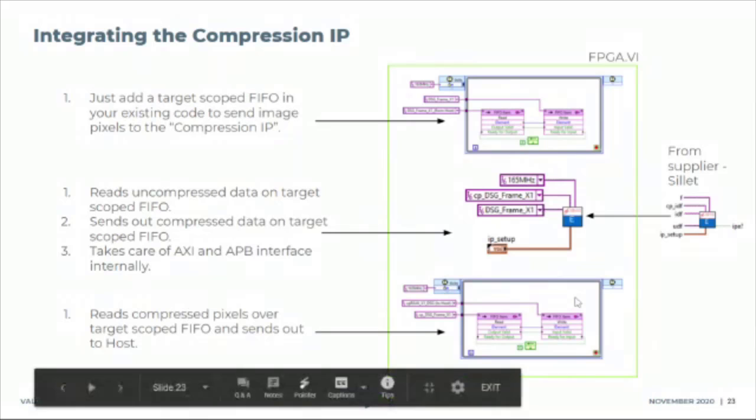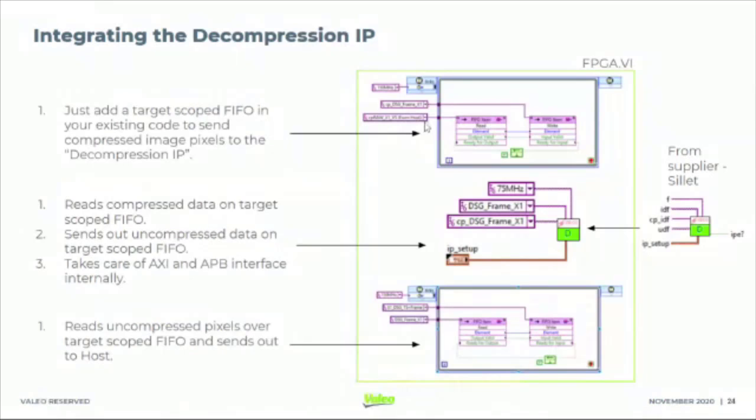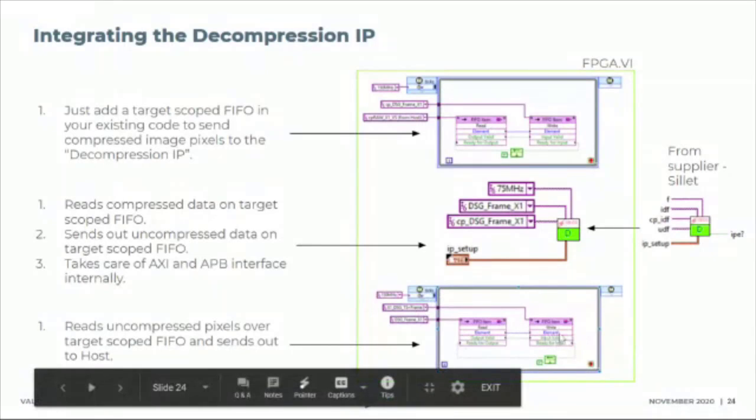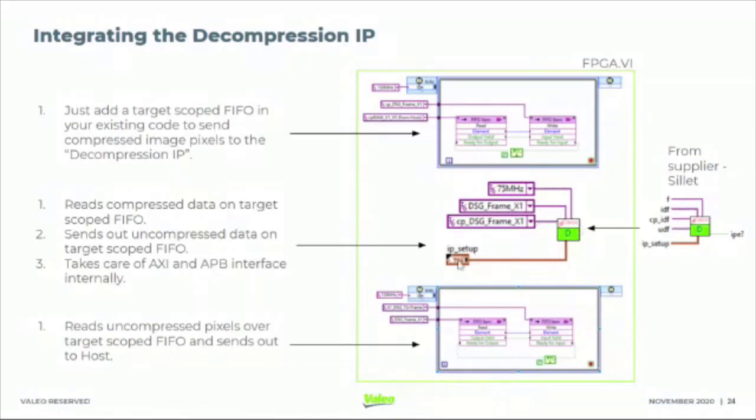And this is the compression, and for the decompression, it was similar, in reverse logic. We could read the compressed data from the host, and then send it over the target scope 54 to this decompression block, and the decompression block was sending the decompressed data back to your code or the outside world for our testing. Again, the interfaces were taken care of internally. We just have to send some settings from the host to this particular IP.